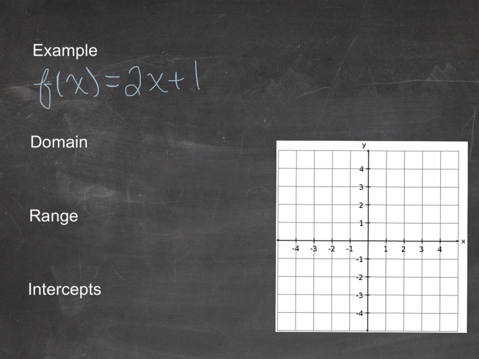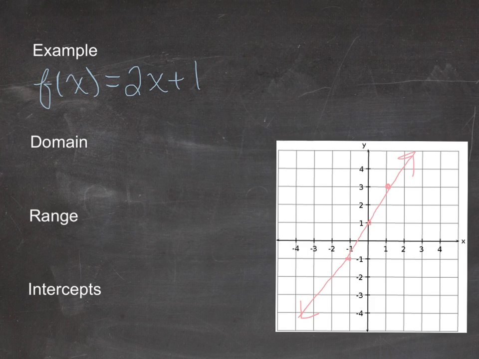Let's see some examples of lines and finding their domain, range, and intercepts. The first one I have here is f of x is equal to 2x plus 1. If I graph that line, I could do a table of values if I wanted to, or I can just graph it since it's in slope-intercept form. So I know I have a y-intercept of 1 and my slope is positive 2. So I'm going to go up 2 over 1, and I can go down 2 over 1. Okay, so there is my line, 2x plus 1.